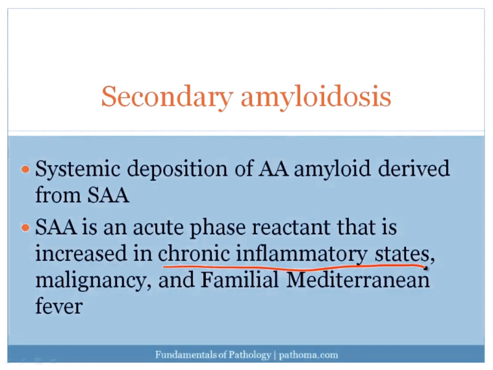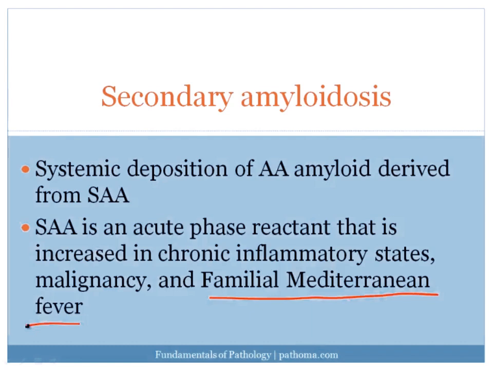Another circumstance in which we might see secondary amyloidosis is malignancy. And the idea here is that malignancy, on occasion, can result in a low-grade chronic inflammatory state, because we can have an inflammatory reaction against the tumor cells. And so malignancy is associated with secondary amyloidosis. The third example, which is super rare and likely not to be seen clinically except on very rare occasion, however, very commonly shows up on board exams, is familial Mediterranean fever.